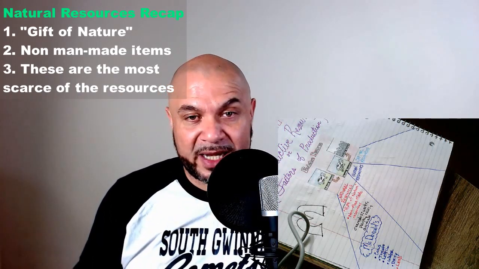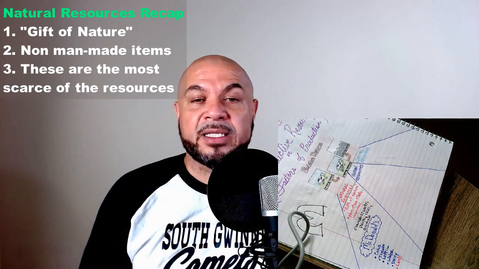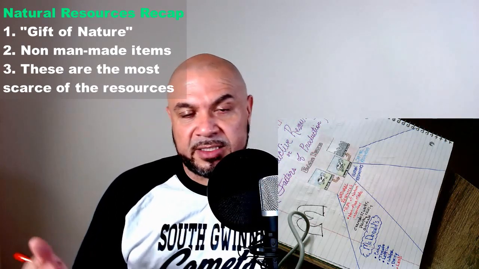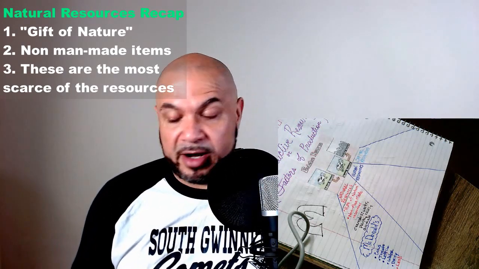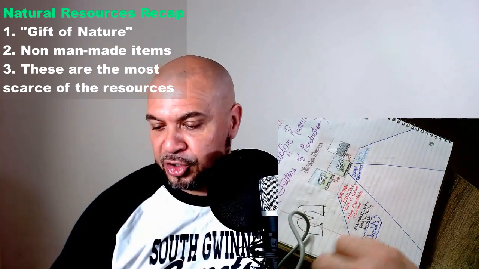There's only so many resources. Remember scarcity. There's a lot of cows, but there's only so many of them. There's a lot of lettuce, but there's only so much lettuce. So we have to make decisions and choices based on that scarcity, right? So natural resources come from earth, non-man-made. Let's go to the second one. Human resources.